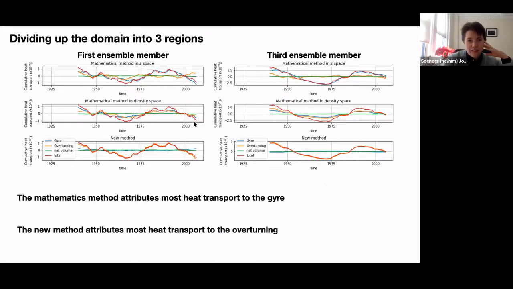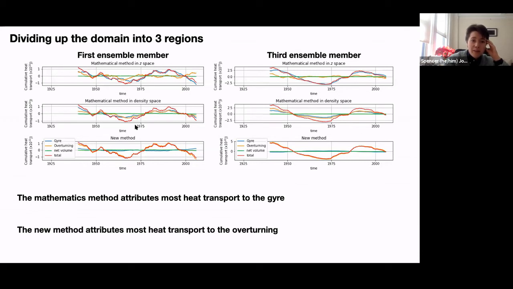Okay, and so here are the results that I get in CESM. They're pretty similar to the results I was getting in ECCO. The mathematical method in depth space says all the variability is due to the gyre, both in the first ensemble member and in the third ensemble member. So again, red is the total, blue is the heat transport by the gyre, and so you can see, yes, the mathematical method in depth space attributes it to the gyre.